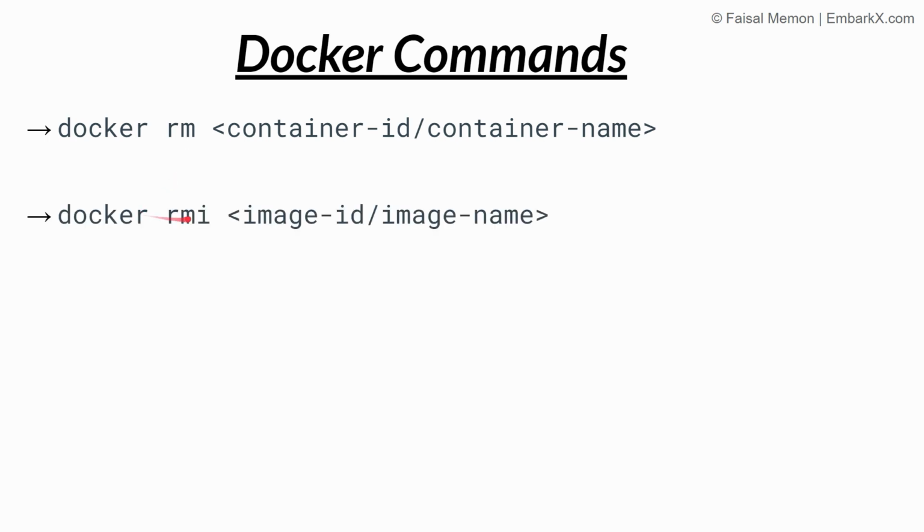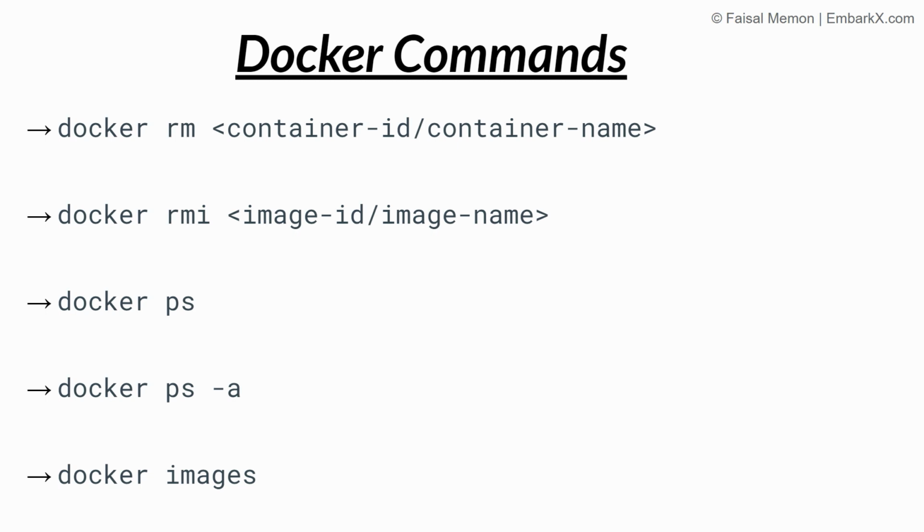Then you have docker rmi, image ID or image name. This command is used to remove an image from local storage. Images that you create will occupy some storage, so you can get rid of them when you run this command. Then you have docker ps, which is used to get the running Docker containers, and this will give you all the containers that are running. Then you have docker ps -a, which is used to show all the containers, stopped as well as running.